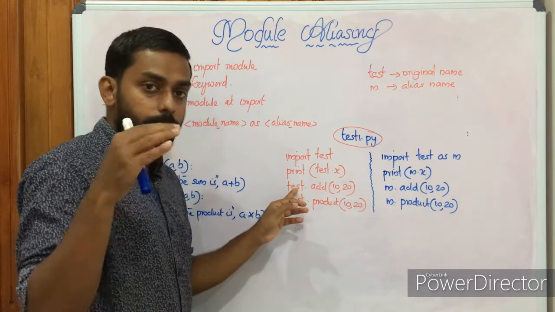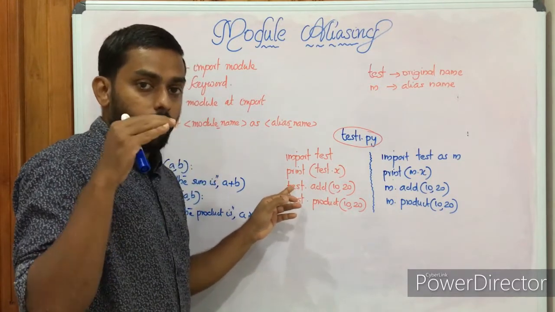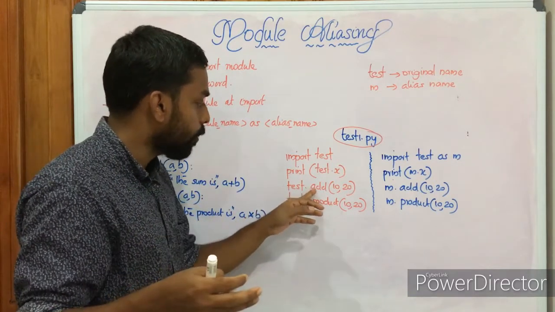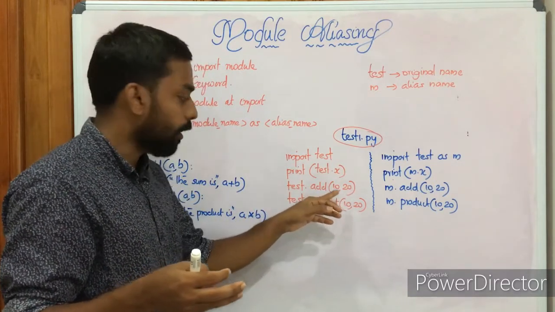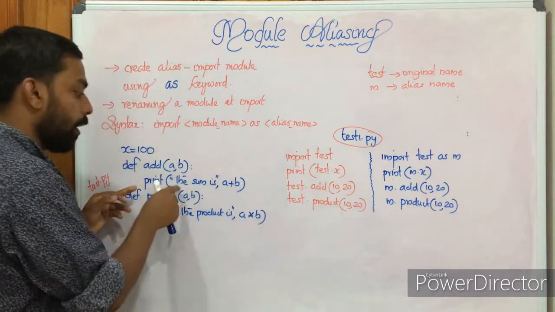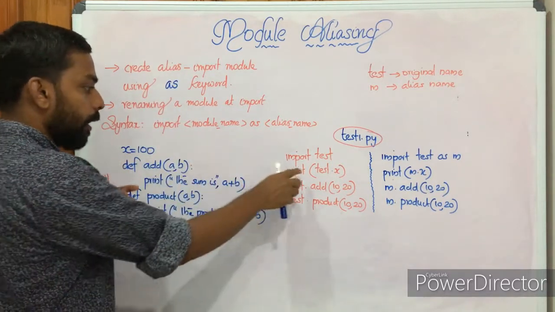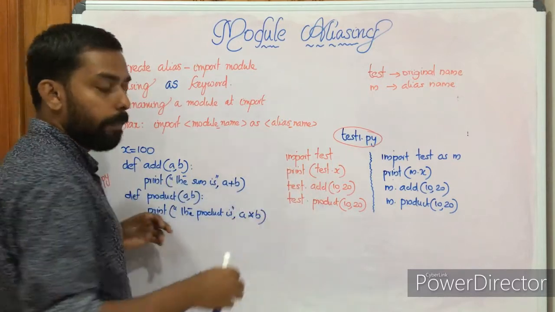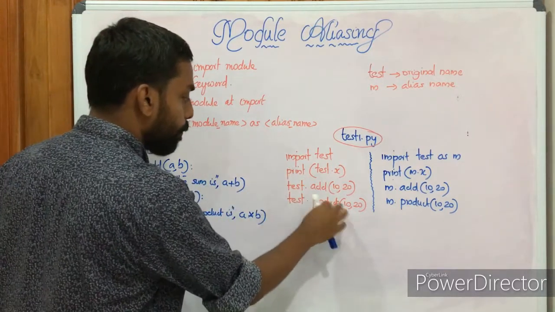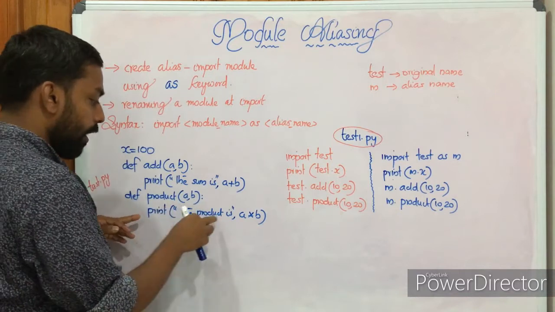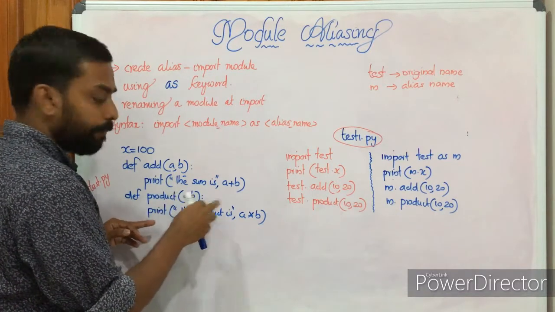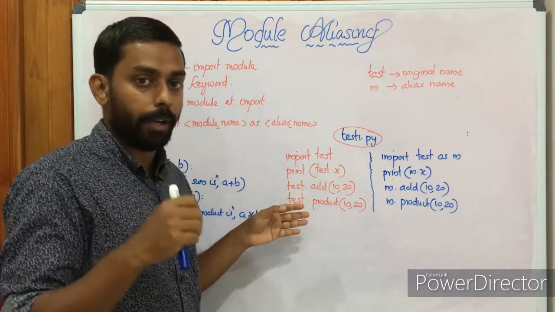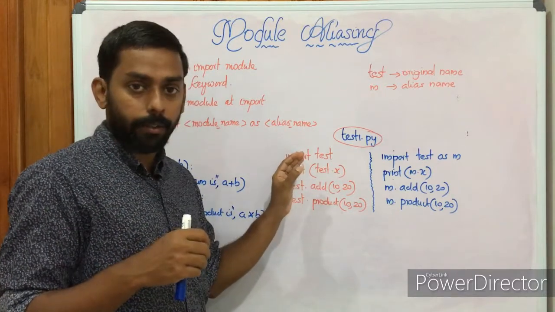As we have called functions in the previous examples, here also we can call test.add(10, 20). It will be passed to this function, and it prints the sum. Initially test.x prints 100. Then the sum is 10 plus 20, 30. Then test.product passes 10 to a and 20 to b, and the product 10 into 20, 200, is printed. So this is a normal program.